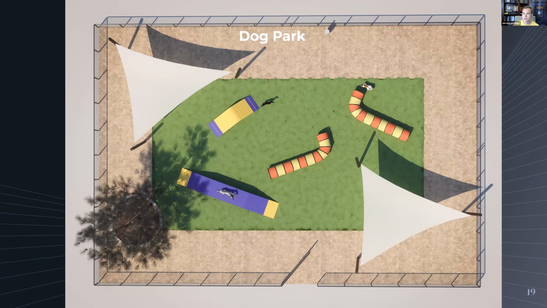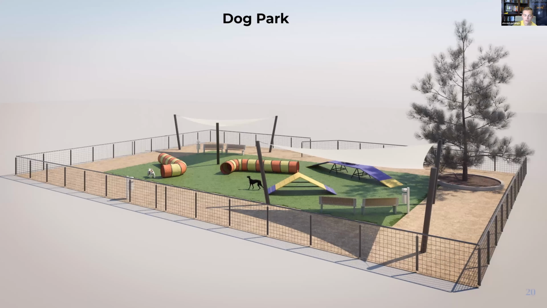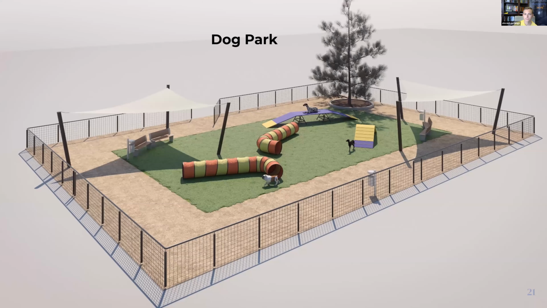So we had our person draw up a rendering of what this dog park is going to look like: some new fencing, some sail shades, a couple features for the dogs to do their thing on, and then some benches. You can go to the next slide. I think there's another view of it. Yep, there you go. So some benches under the shades. It's going to look really nice and give the residents a place to go with their pets.